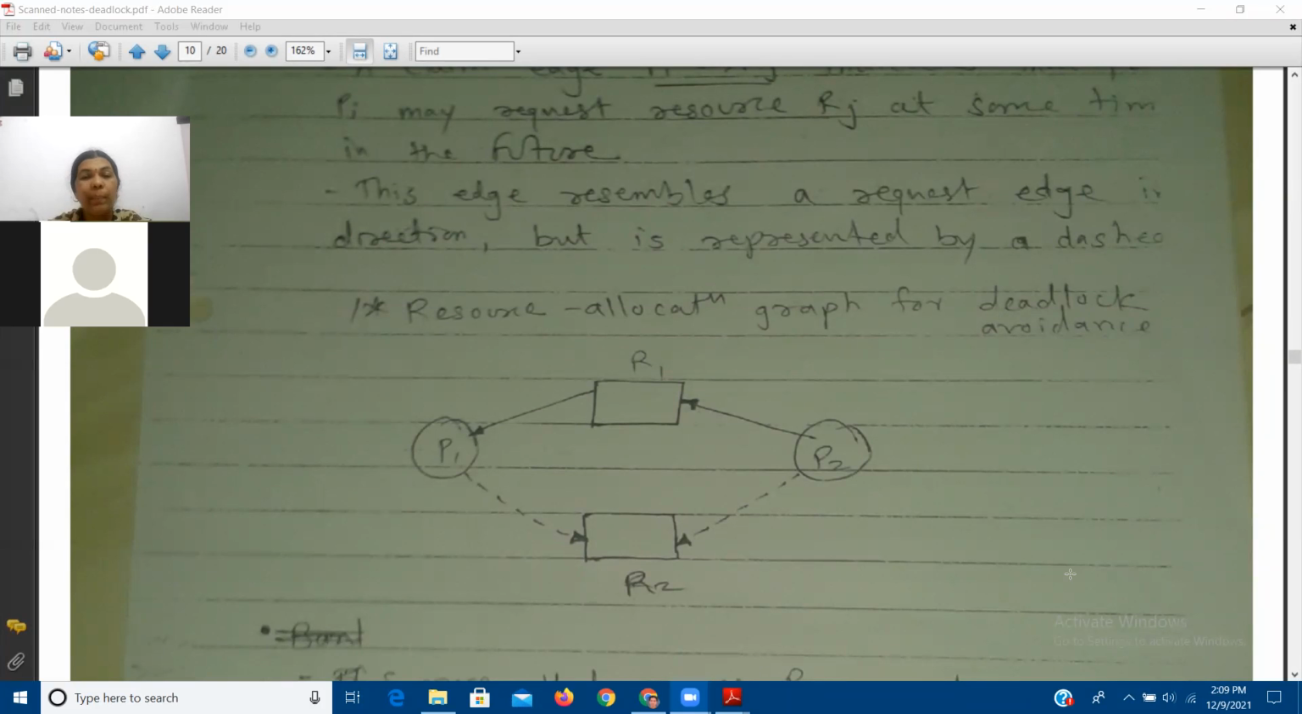But again, it totally depends upon the request. If P1 does the request first, the system will be in the safe state, and if P2 does the request first, the system will be in the unsafe state. So got the clear idea?